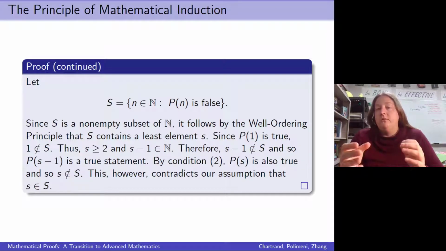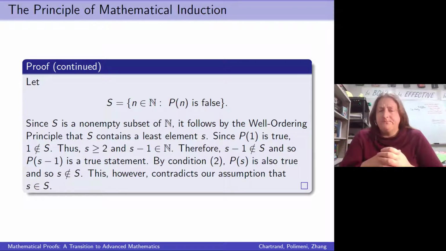And by the well-ordering principle, we have that S has some least element s. So let's take that element s. Now, we are assuming our first and second assumptions there. So we've got P of 1 is true. So we know 1 is not in S. So s is greater than or equal to 2.